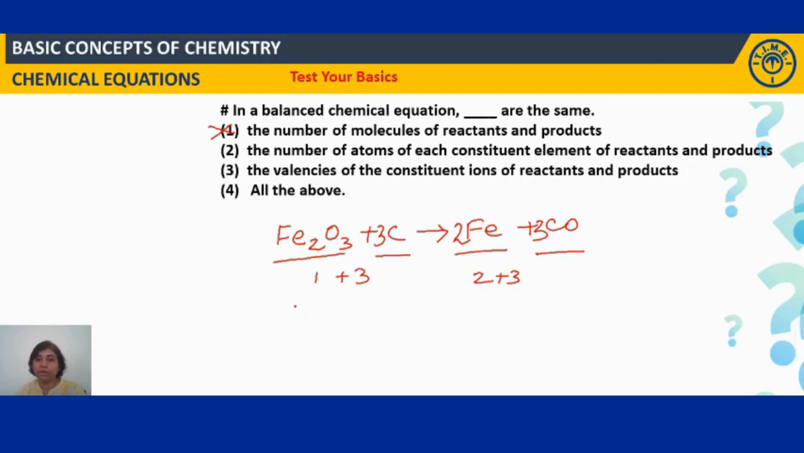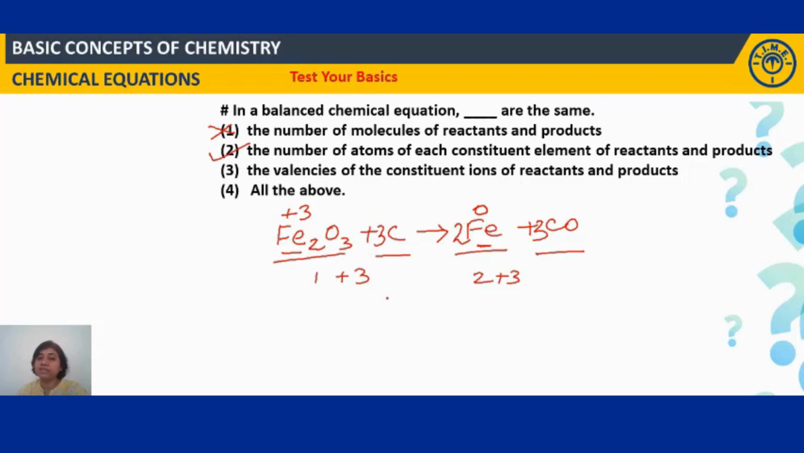So you know about it very well. The number of atoms of each constituent element of reactants and products must be the same in the balanced chemical equation. That is the reason we are balancing the equation. The valencies of the constituent ions of reactants and products, are they the same? So let us see. Here you can see iron has plus 3 valency, but here it didn't form any compound, so we consider its valency is 0. It is not in a combined state, right?